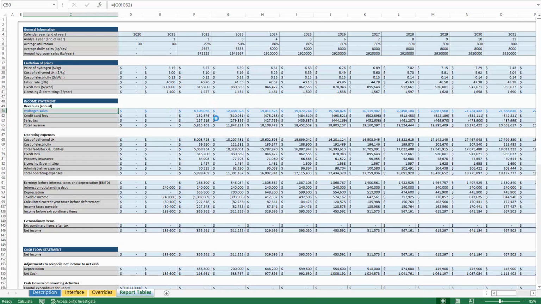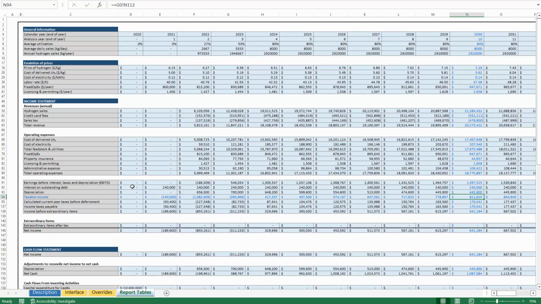In the report tables, the model can be audited. There are a lot of calculations behind the scenes, and we've been asked what the calculations look like. Honestly, that is not very useful, but the model can be audited here without having to look through very complicated formulas that are running in the background.